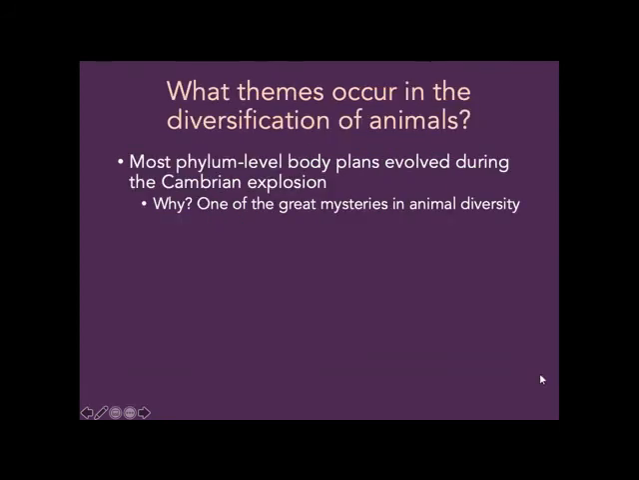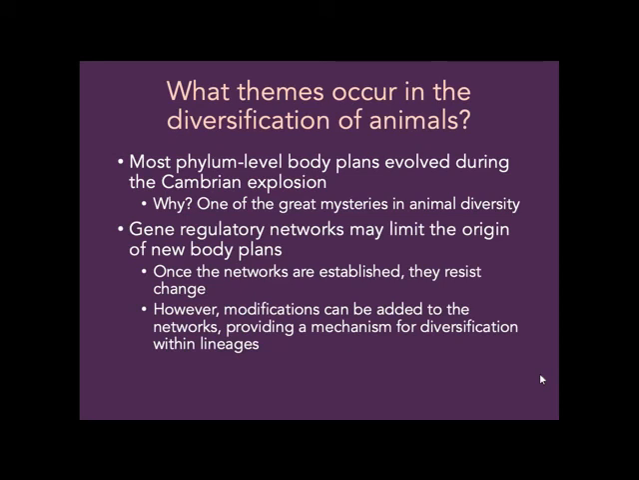Okay, so what kind of themes do you tend to see in the diversification of animals? We know that most of the different kinds of body plans at the level of the phylum appeared during the Cambrian explosion. And this is one of the great mysteries in animal diversity as to why this happened. So why aren't we getting new, massively different body plans occurring all the time? Why aren't we finding really weird animals and you're like, is that its head? I mean, most animals have predictable body plans that we've seen before in other animals.